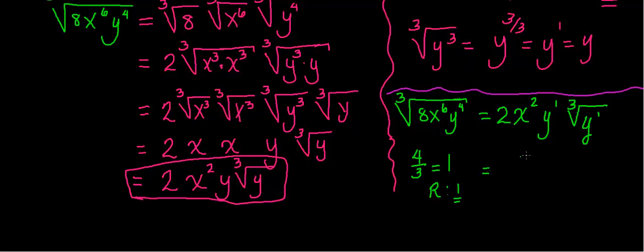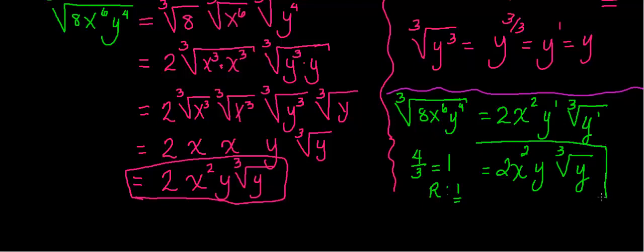And when I write this to look prettier, because we cannot have y to the 1st power, y to the 1st power is just y. And now it looks pretty. And this is your final answer. So you have the long way, doing this, and you have the short way.